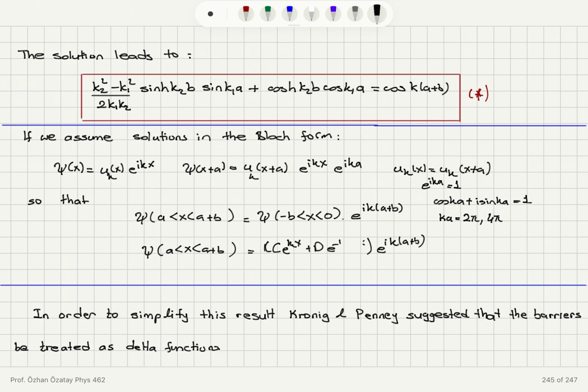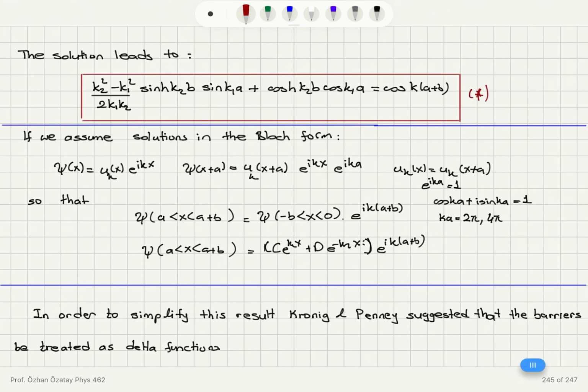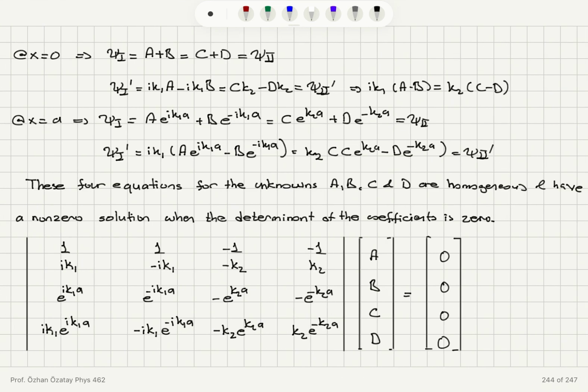plus d e to the minus k2x, this solution here, which is translated by a plus b, so e to the i k a plus b, the solution inside the square well between minus b and 0, that belongs to this region 2. So this is going to be multiplied with e to the i k a plus b. So that is going to give us another condition on these solutions. So we have a, b, c, d determined from this coefficients, determinant of the coefficients becoming 0.